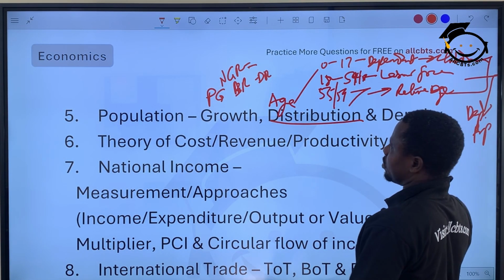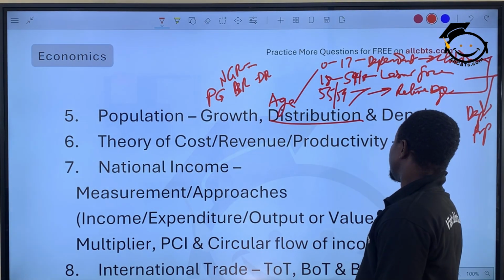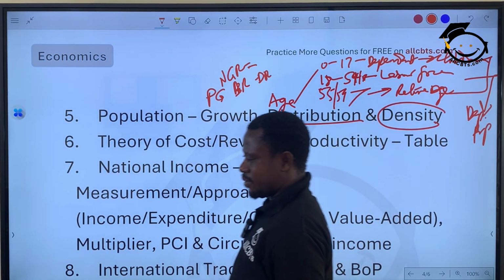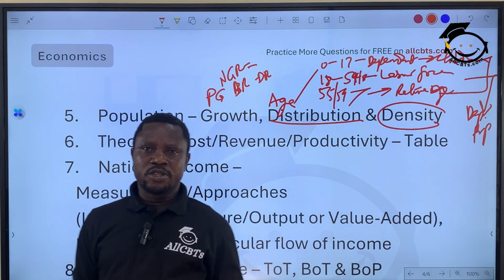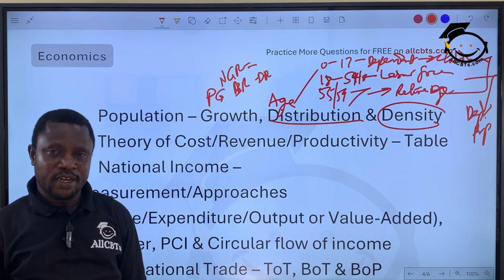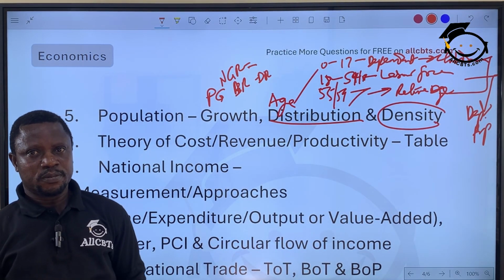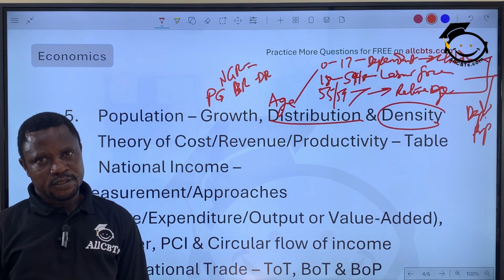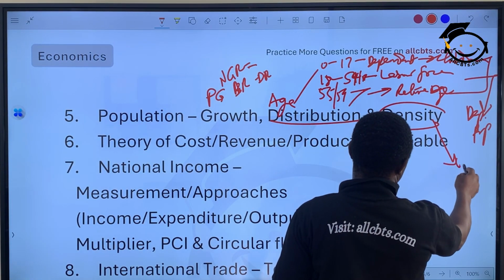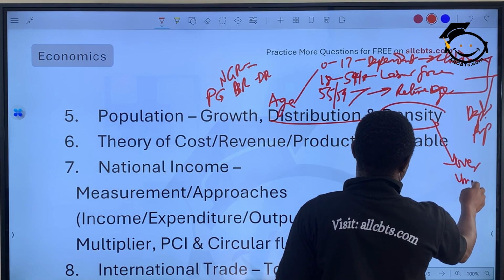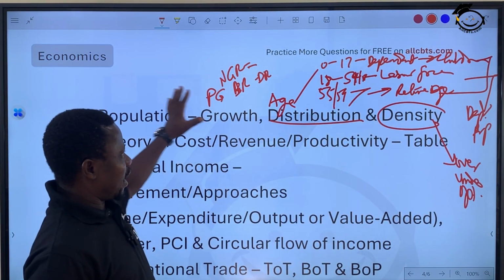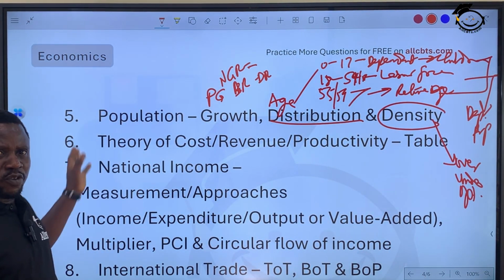Still calculation under population. They can also ask population density. Population density is talking about the total population as a ratio of the total geographical area. The relationship, the ratio, is population density. And with that one, you can say whether the country is overpopulated or underpopulated or optimum populated. So you can say all these are statistical aspects of economics.